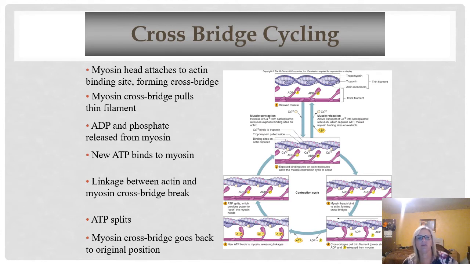I've kind of already explained this one. The myosin head is going to attach and grab that binding site, and that's what forms what we call the cross bridge when it's actually grabbing. ADP, remember, adenosine diphosphate, and phosphate are then released by myosin. So the new ATP can then bind to myosin. So it's kind of getting recharged there. And then that linkage between your actin and myosin cross bridge will break, the ATP splits, and that cross bridge can eventually go back to the original position.